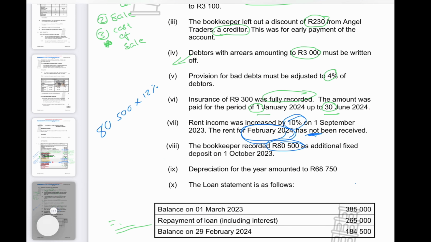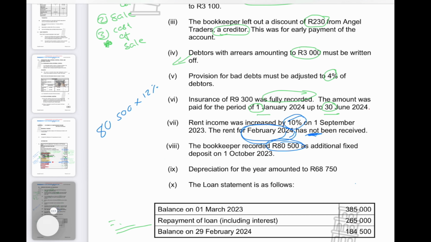Okay, but this interest is for the whole year. So we are not going to leave it at 12% for the whole year, because the 80,500 had not been deposited for the entire year yet. So we only had this 80,500 additional fixed deposit from October, November, December, January, and February. That's 5 months. So we are looking for the interest income of 5 months that is within our financial year.